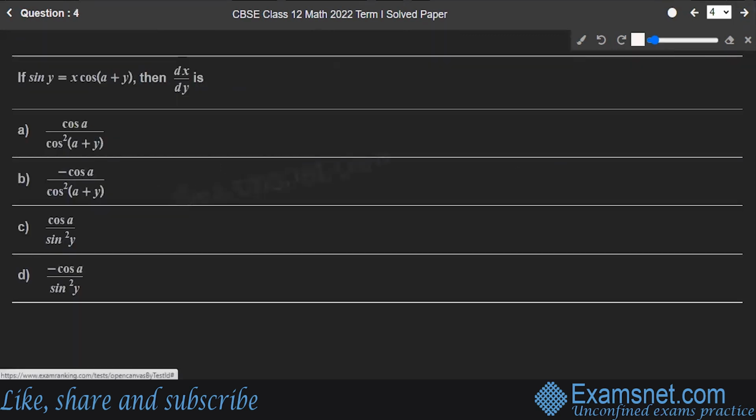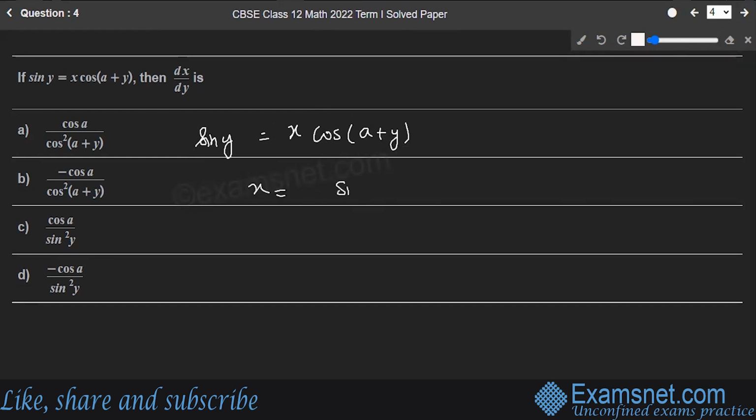Hope you understood. Next is question number 4, a trigonometric problem. Sin y is equal to x into cos of a plus y, then dx by dy is what? You are given sin y is x cos of a plus y, or x is equal to sin y upon cos of a plus y.